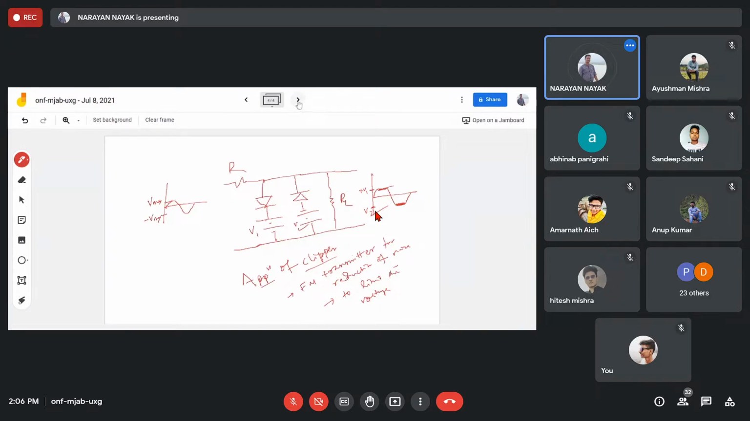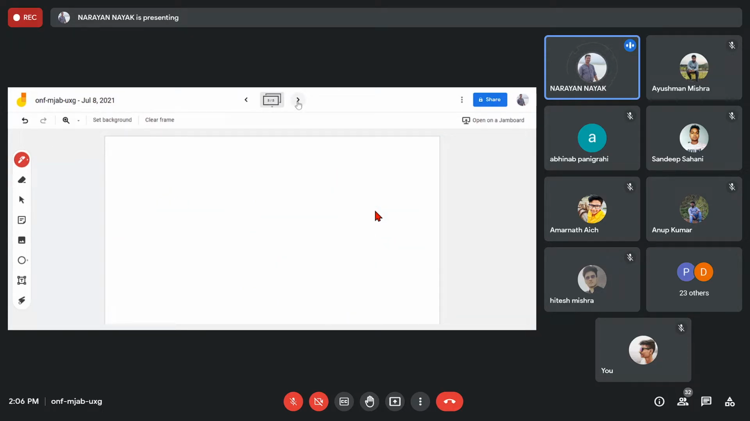Clear? So this is about the clipper. So what have you studied? The clipper circuit: that is the positive clipper, negative clipper, using series and shunt.